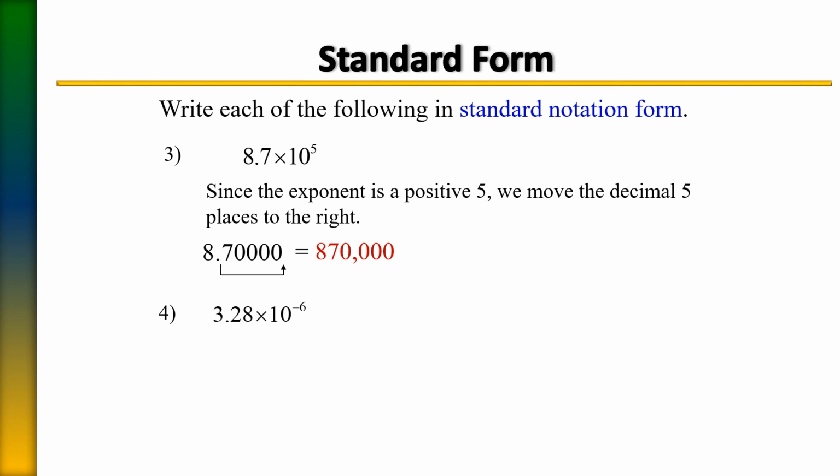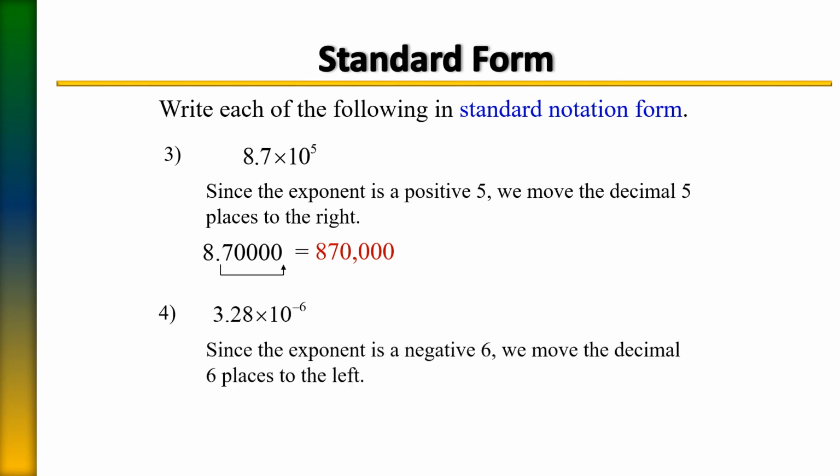Next example, 3.28. We're going to make this number much smaller, a very, very small micro number, moving over 6 places to the left. And be sure to fill all empty loops with zeros. So when we move over to the left and fill those loops, it's going to look like so. And there you have it, rewriting numbers from scientific notation form to standard form.